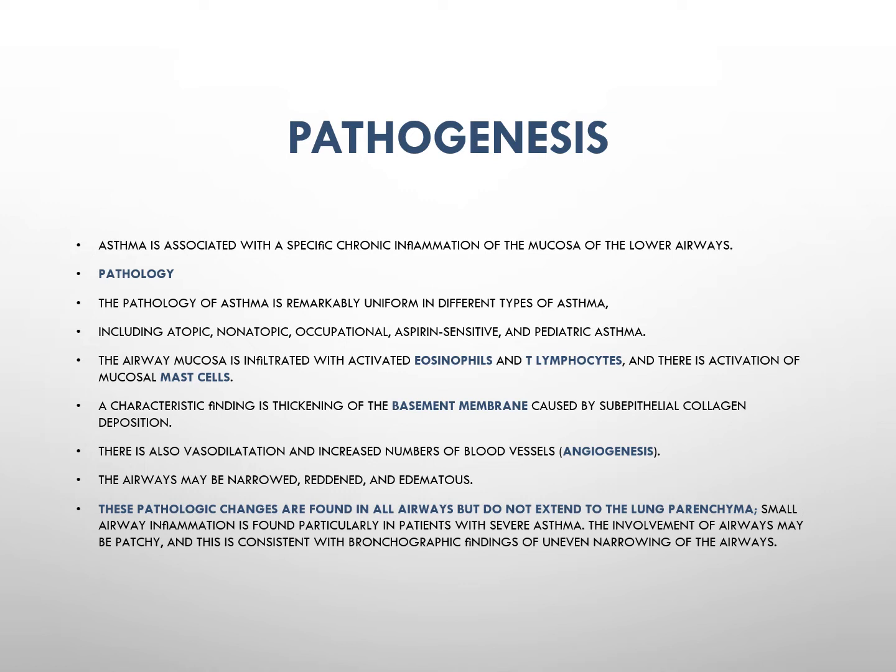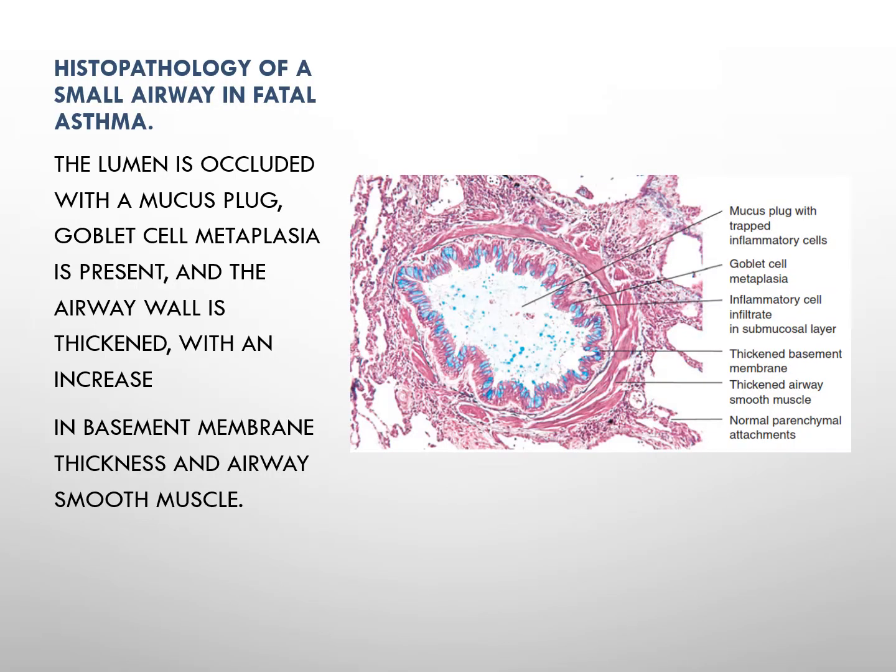These pathologic changes are found in all airways but do not extend to the lung parenchyma. Small airway inflammation is found particularly in patients with severe asthma. The involvement of airway may be patchy, and this is consistent with bronchographic finding of uneven narrowing of the airways. You see here the lumen of bronchi is occluded with a mucus plug. Goblet cell metaplasia is present, and the airway wall is thickened with an increase in basement membrane thickness and airway smooth muscle.